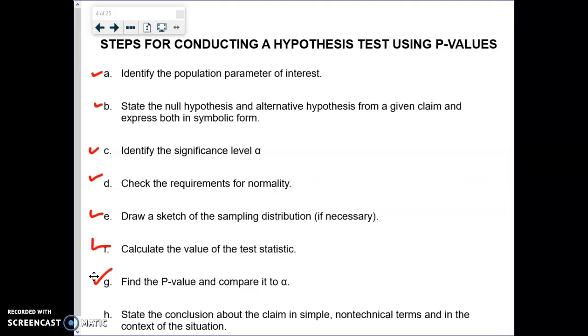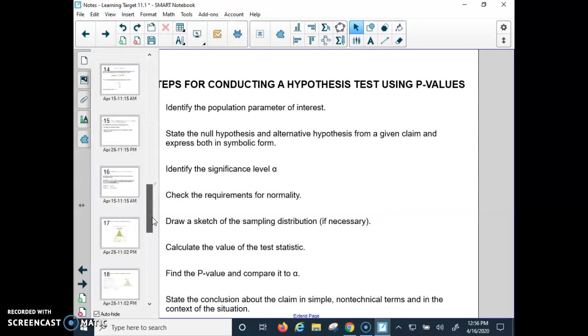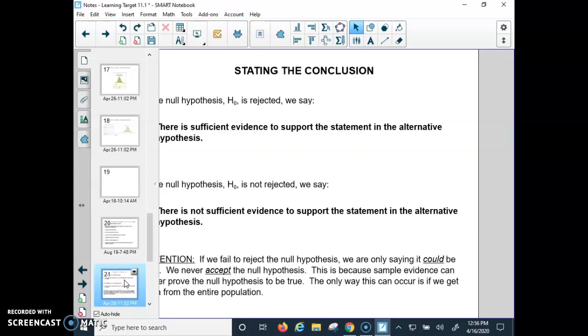So what we're going to look at, the last step, is once you've determined whether there is enough evidence to reject the null hypothesis or not, we state the conclusion about the claim or about a statement in non-technical terms that people can understand, in the context of the situation you're looking at. So again, go to where we left off. And I believe it is right here.